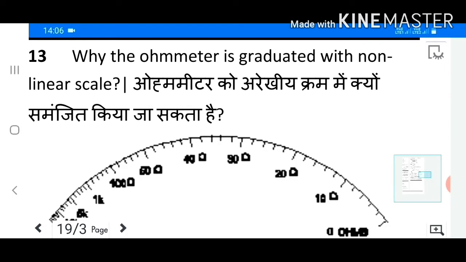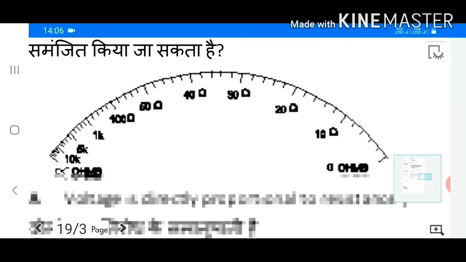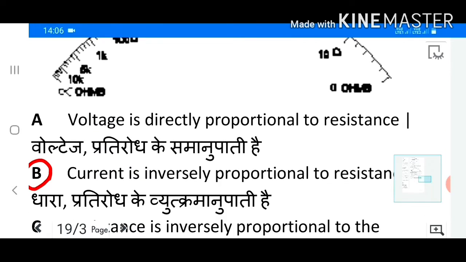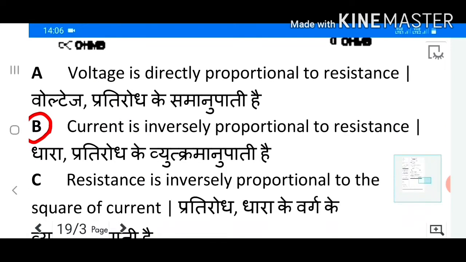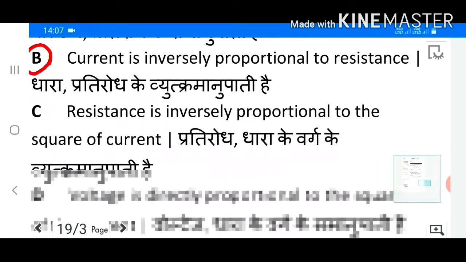13. Why the ohm meter is graduated with non-linear scale? Answer B. Current is inversely proportional to resistance.